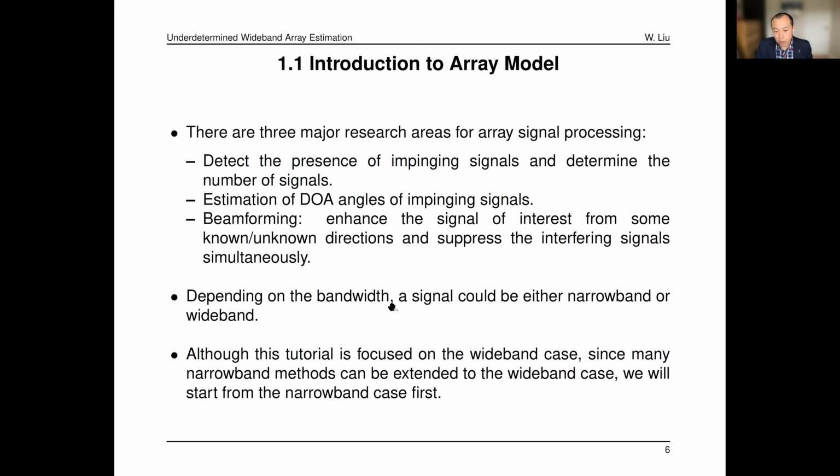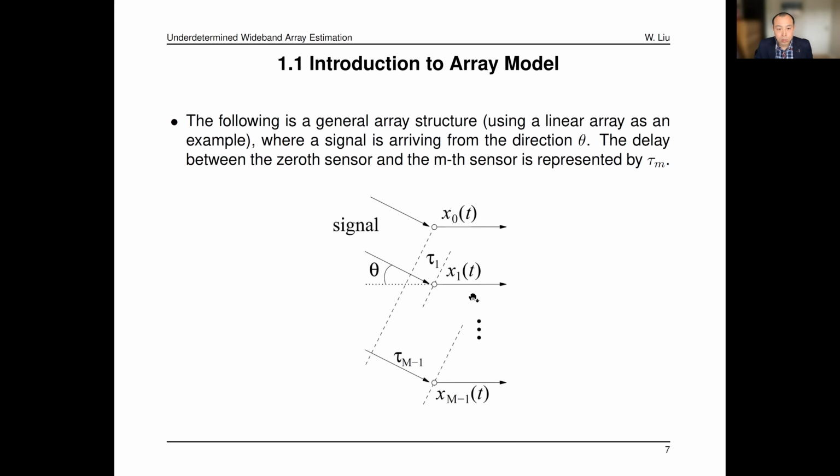And depending on the bandwidth of the signal, we could have a narrowband system or a wideband system. And although this tutorial is focused on the wideband case, since many narrowband methods can be extended to the wideband one, we will start from the narrowband case first.